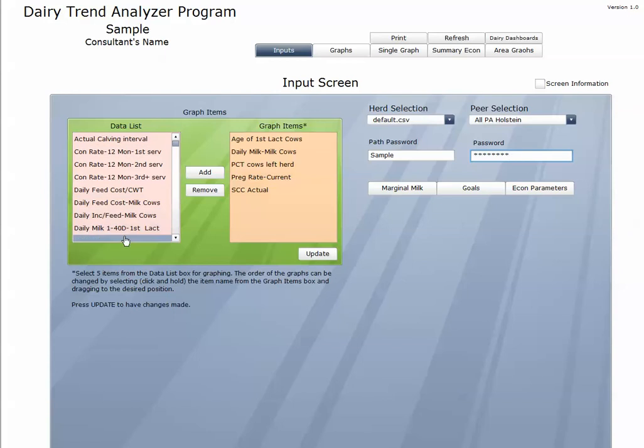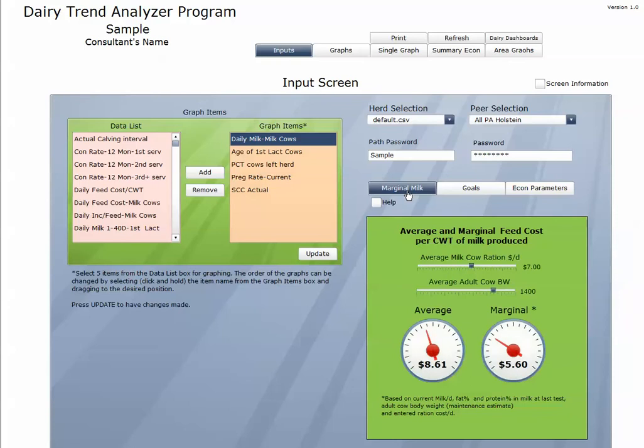They are listed alphabetically. The user can select from this list the items that he or she desires to have graphed. The ordinality of these can be changed by clicking and moving them up and down, and so one can select from all 129 various items to be graphed. Also on this screen is where we put in some important economic parameters, and perhaps one of the most important is the cost of making additional pounds of milk.